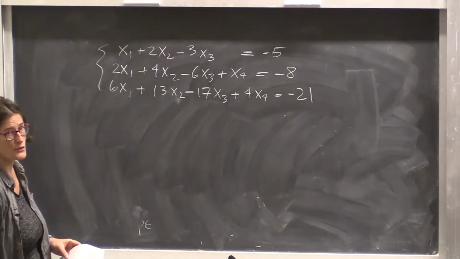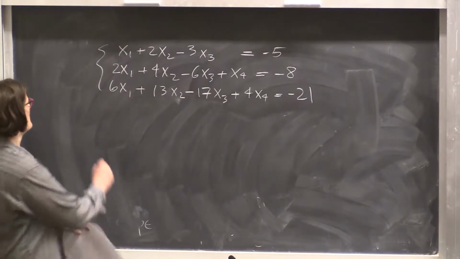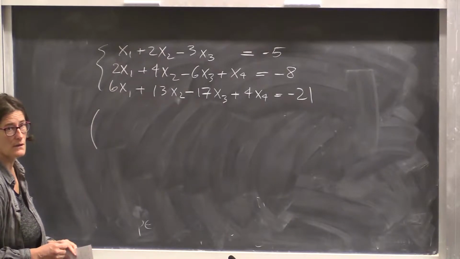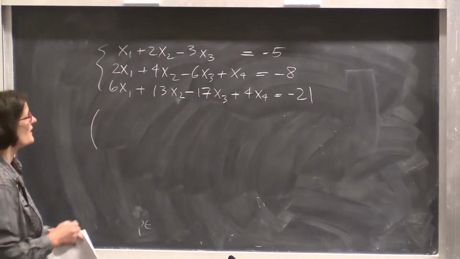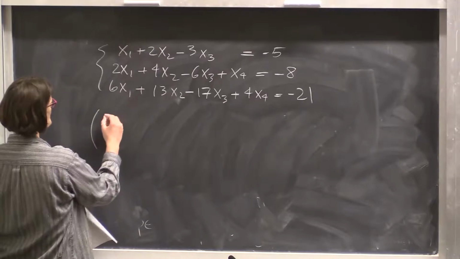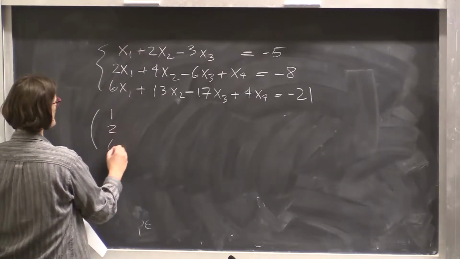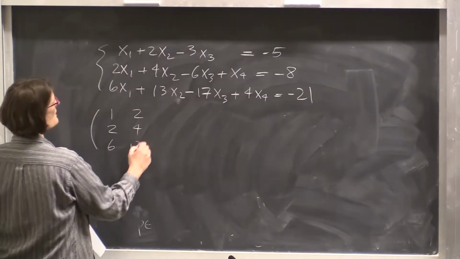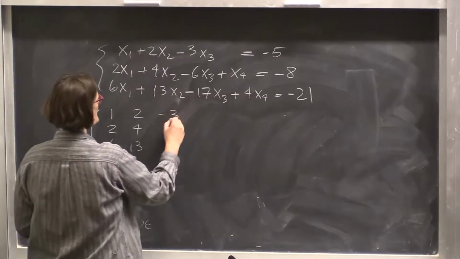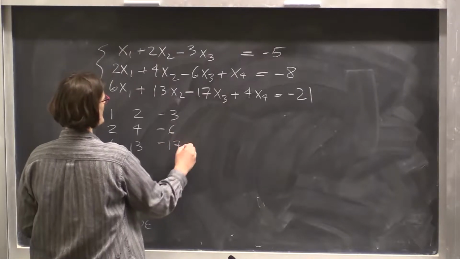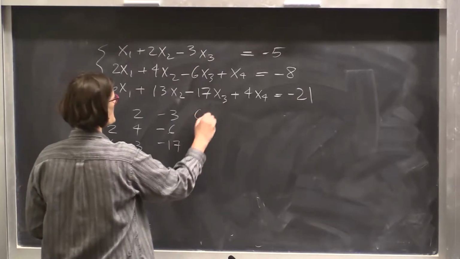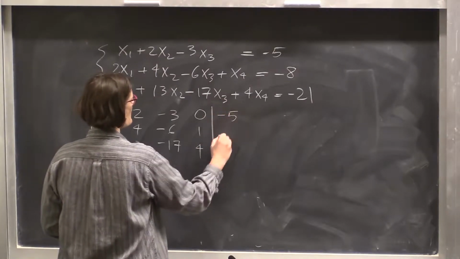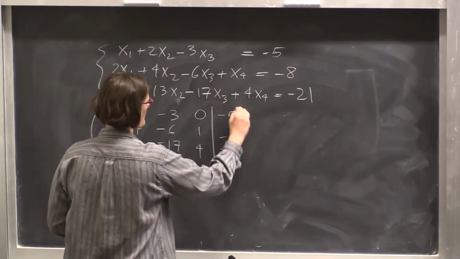So the first thing you would do is write down the augmented matrix. The augmented matrix is going to have how many rows? 3. How many columns? 5. So I put in the column for the first unknown, 1, 2, 6. Second unknown, 2, 4, 13. Third unknown, -3, -6, -17. Fourth unknown, 0, 1, 4. Right-hand side, -5, -8, -21.